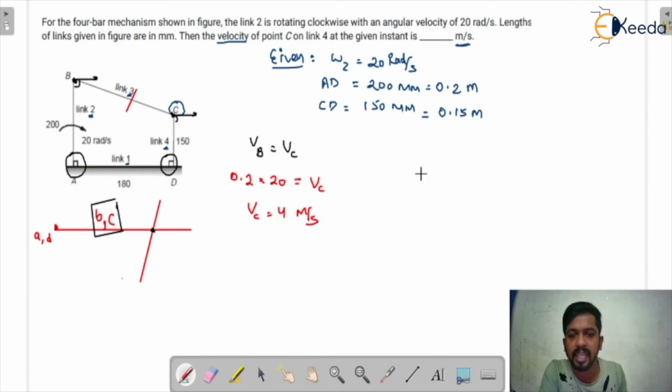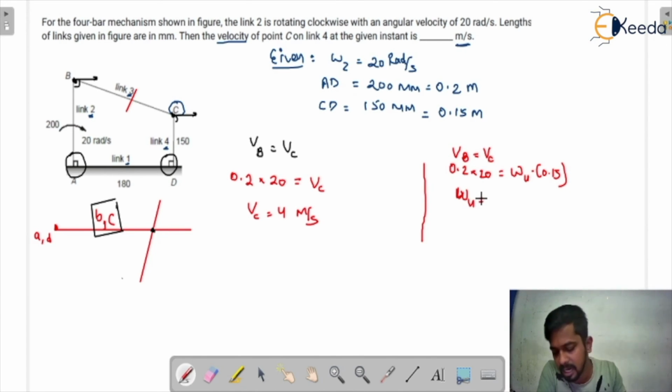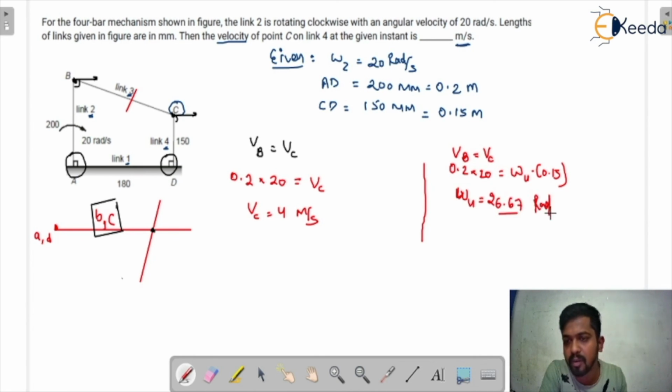If the question asks to find the angular velocity of link 4, then you can also calculate it using VB equal to VC. That would be 0.2 multiplied by 20 is equal to VC, meaning omega 4 into R, which is 0.15. Then you can solve this equation and you will get the final answer, which would be 26.67. That would be the angular velocity.